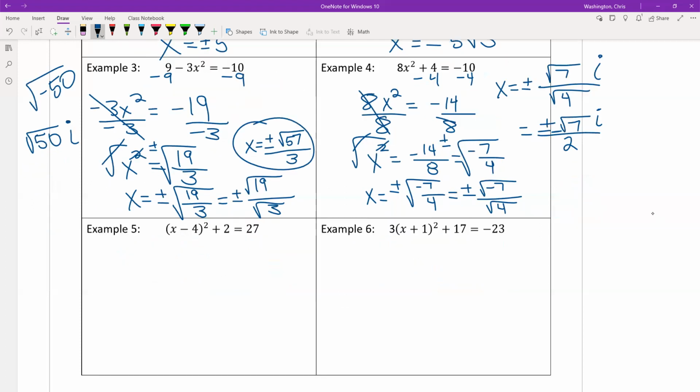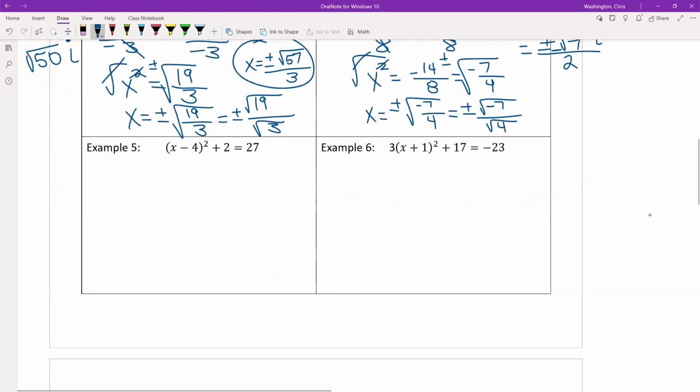All right, so that was number 4. Two more today, and then you should have quite a bit of time to work on your classwork. So what are we trying to get by itself in this problem? It's not just x squared anymore, but it's actually (x minus 4) squared. We want to get all of that by itself, because all of that is being squared. So that plus 2, we need to move it to the other side. So we're going to subtract 2 from both sides.